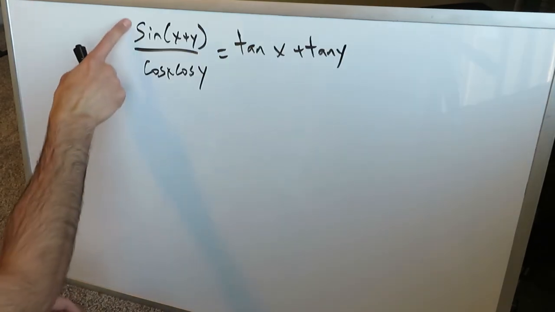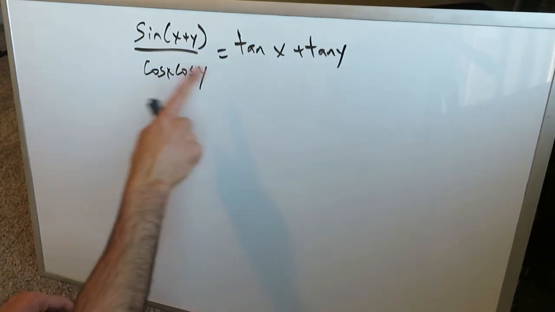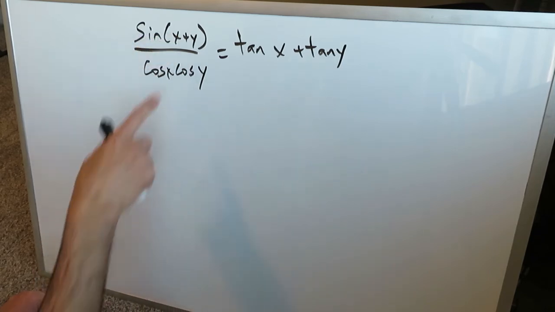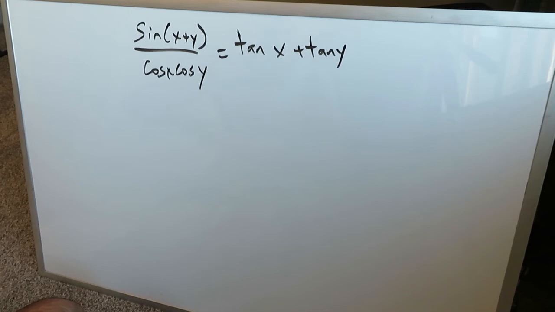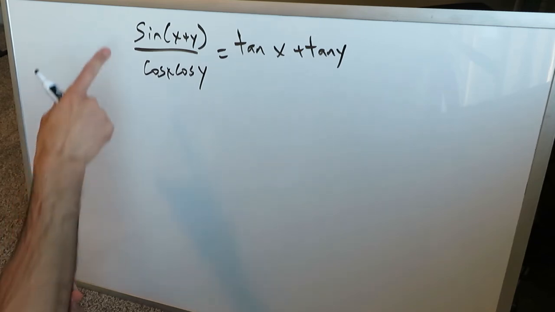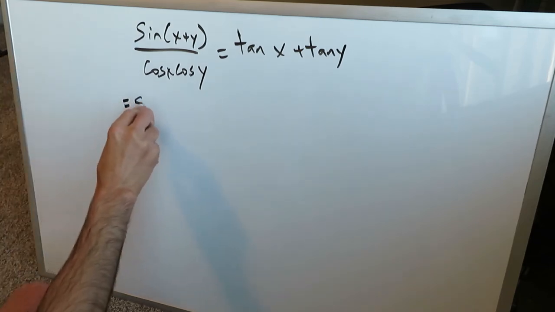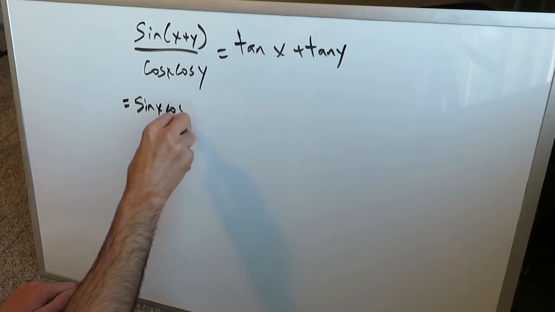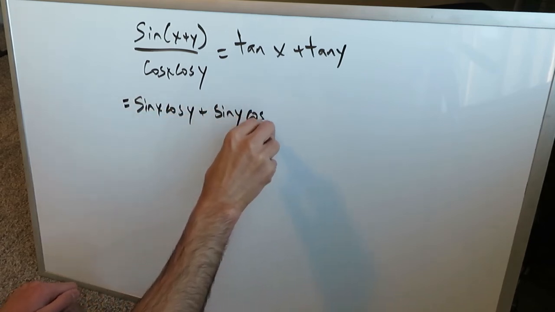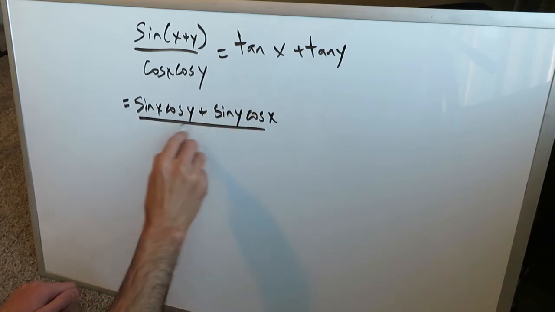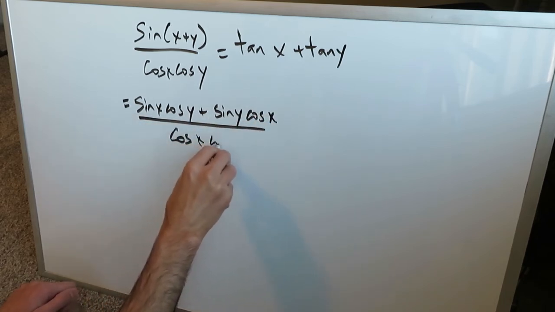For this question over here, you have to verify that this left side is equal to the right side. By the fact that you're seeing the numerator here, sine x plus y, you know you're dealing with a sum and difference type of identity. You have to open the stuff here in the numerator. You'll get sine x cosine y plus sine y cosine x over cosine x cosine y.